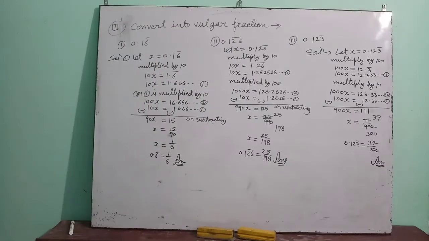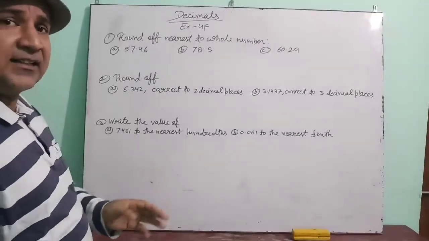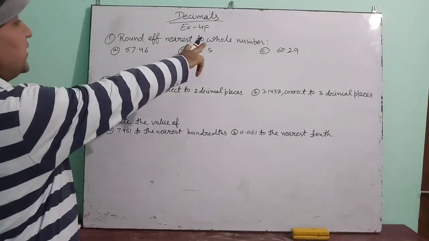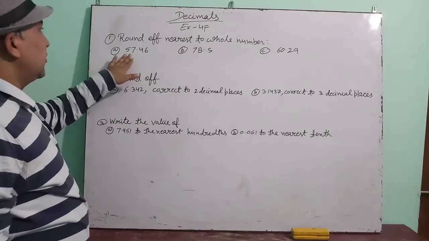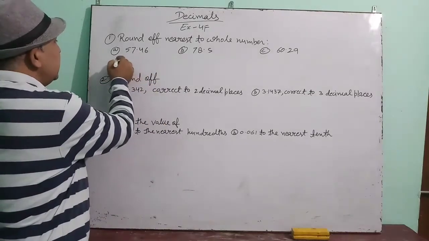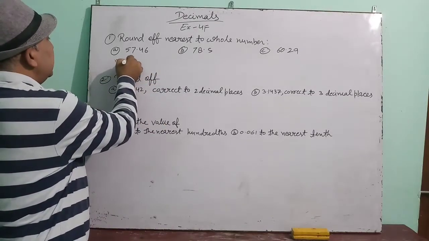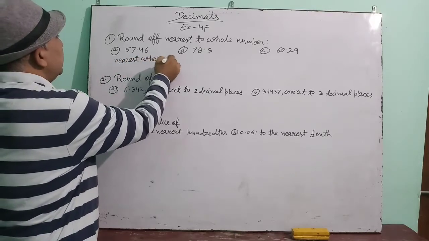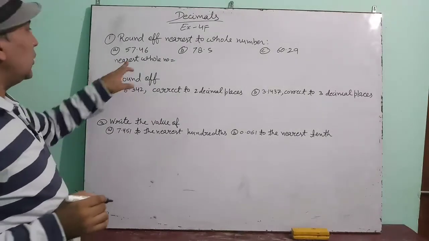Okay. What is the process of writing the nearest number? See, the first question is round off to the nearest whole number. Your first is 57.46. This is your question, where you have to write the nearest whole number. What will be the nearest whole number?